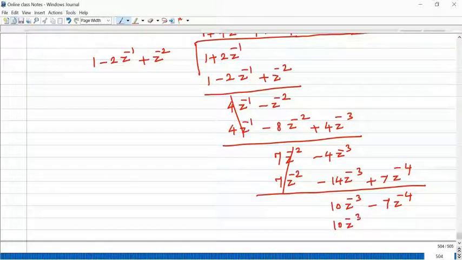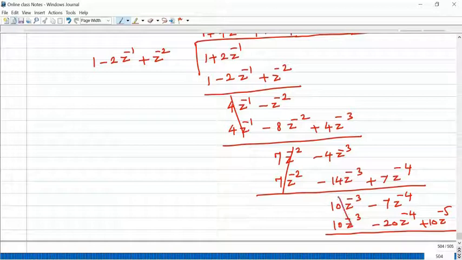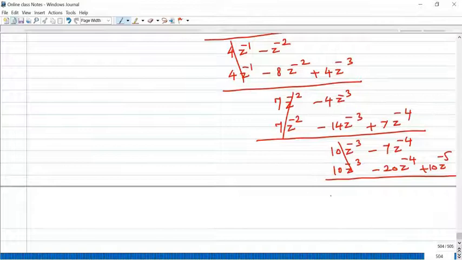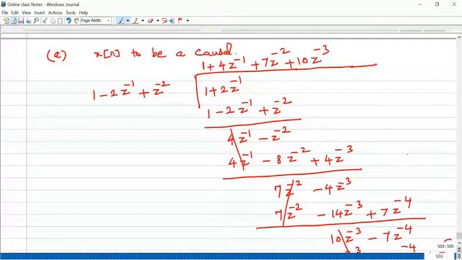10 z power minus 3 minus 20 z power minus 4 plus 10 z power minus 4. Subtract, cancel it. So what is the result now? 13 z power minus 4 minus 10 z power minus 5. Repeat the same procedure now. Plus 13 z power minus 4 and so on. So minimum 5 to 6 values you have to calculate.